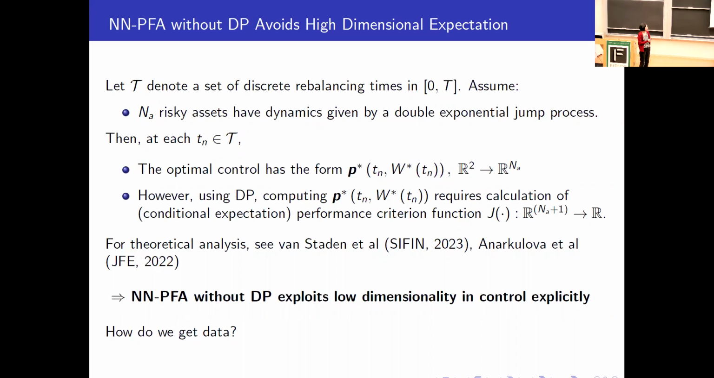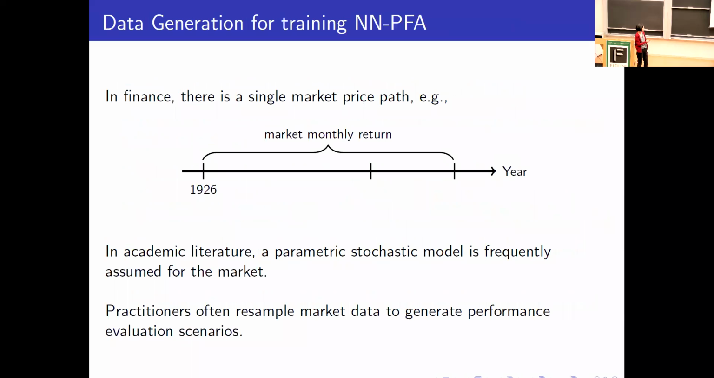So it's a low dimensional optimal control we're trying to determine. And that basically says that a single neural network approach solving the long-time horizon problem essentially exploits the low dimensionality in the control function. So that's advantageous from the computational complexity perspective. Okay, so that's some theoretical justification.